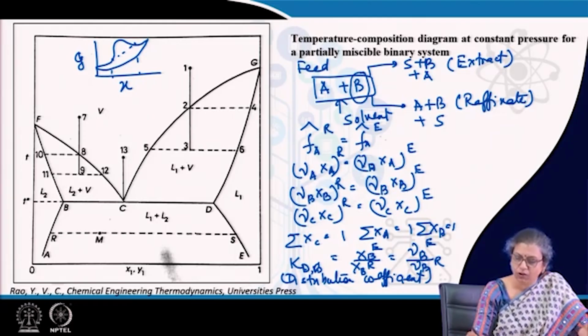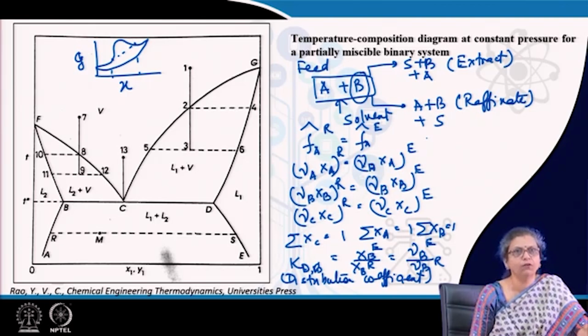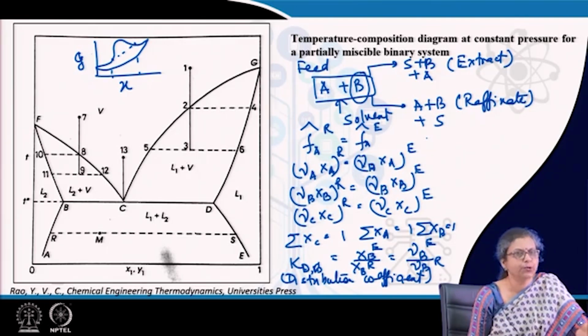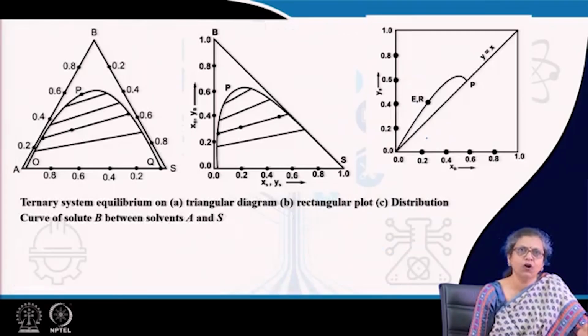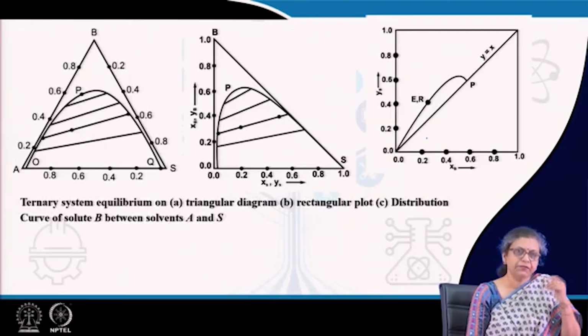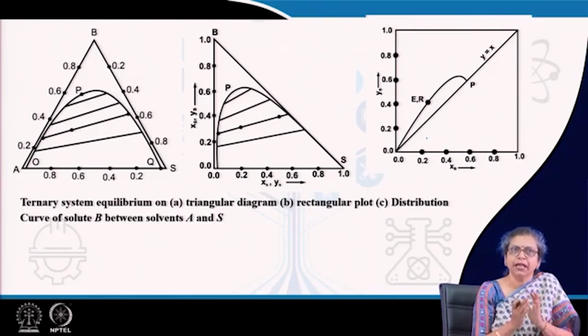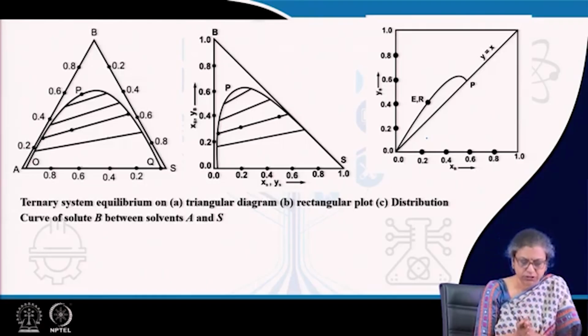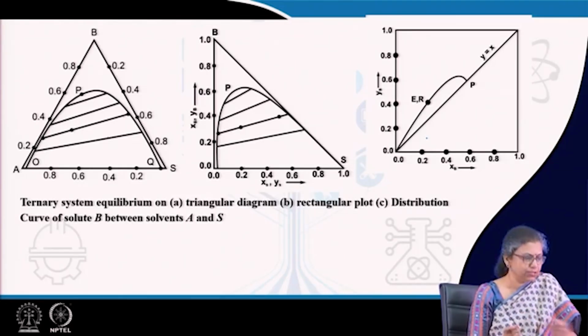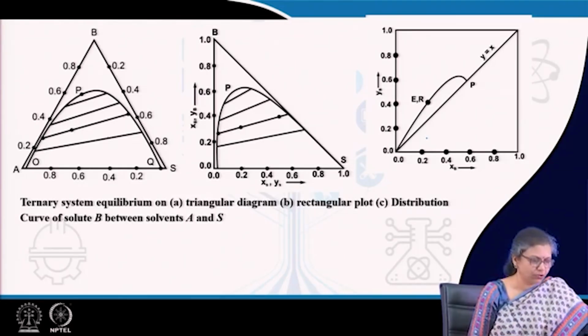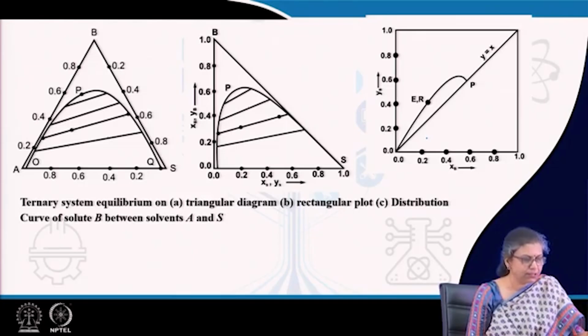Since the compositions of all of these vary, in order to express liquid equilibrium data, we normally refer to ternary plots to depict the composition of all the three components on a 2D plot. Now, what is this ternary plot?